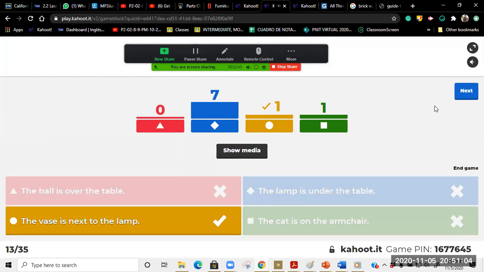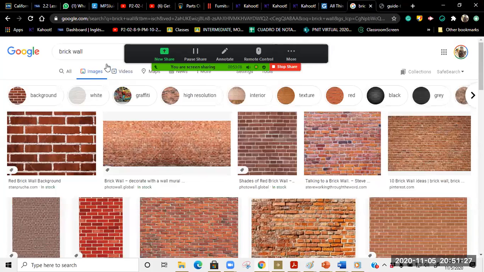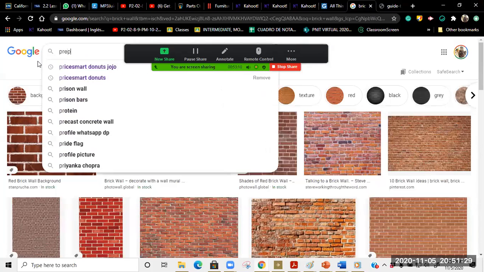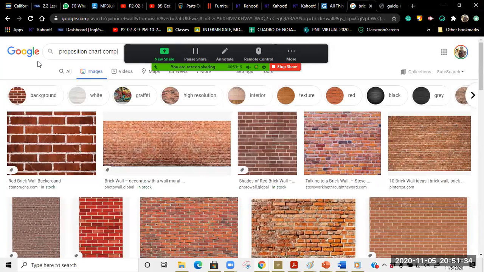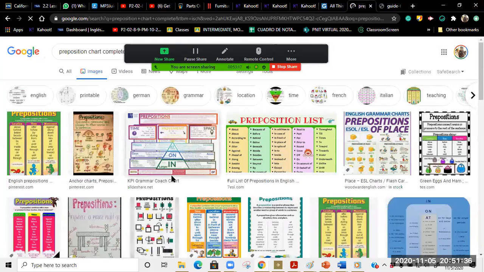The vase is next to the lamp. ¿Qué es un vase? Es un florero. So estaba a la par de la lámpara. The vase is next to. Ese es un uso de preposiciones. Over es por encima, next to, a la par, under, abajo, y on es sobre. Okay, this is related to prepositions. Yo sé que es un tema que no hemos visto, pero voy a mandar preposition, a ver si se los mando.